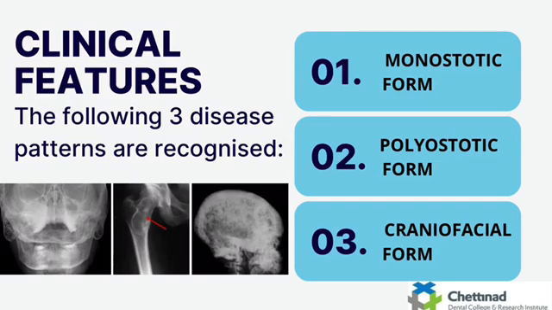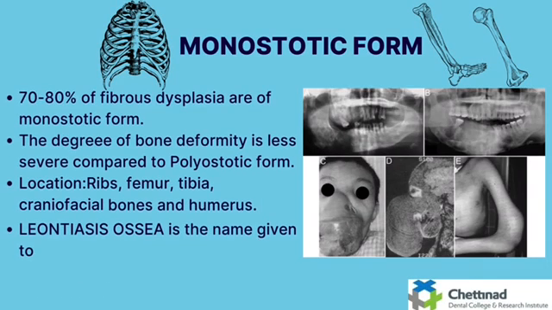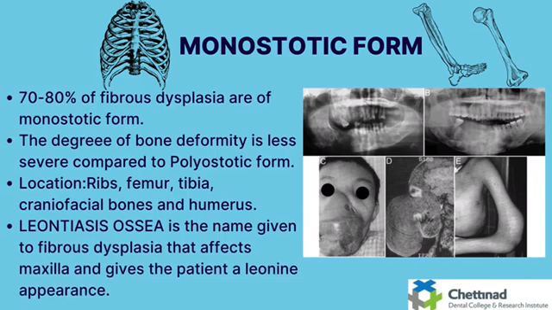Monostotic form. 70 to 80% of the fibrous dysplasia are of monostotic form. The degree of bone deformity is less severe compared to polyostotic form. Location: ribs, femur, tibia, craniofacial bones, and humerus. Leontiasis ossea is the name given to fibrous dysplasia that affects maxilla and gives the patient a leonine appearance.